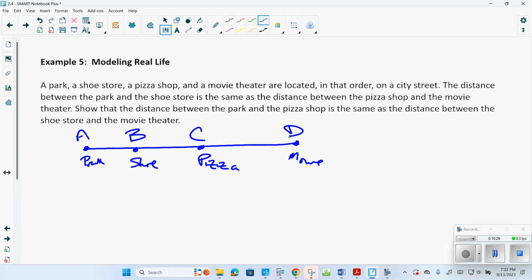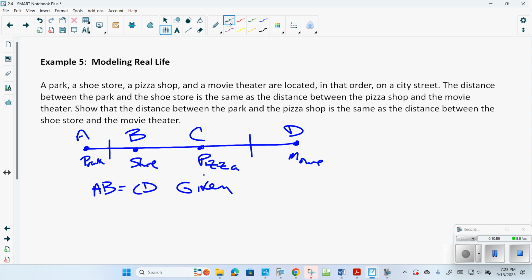The distance between the park and the shoe store, so this one, is the same as the distance from the pizza shop to the movie theater. Show that the distance between the park and the pizza shop is the same as the distance from the shoe store to the movie theater. I'm going to use the letters here. So I am given that AB equals CD. That's given to me. I'm told that.